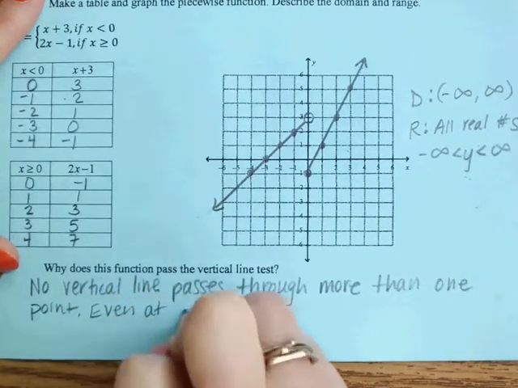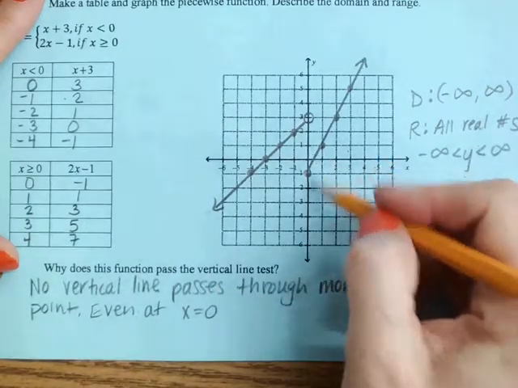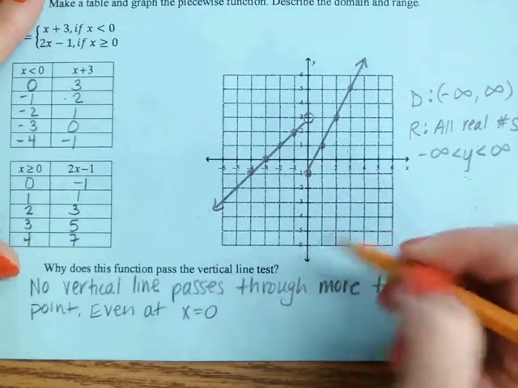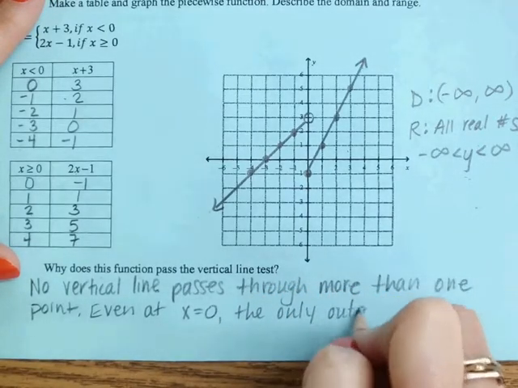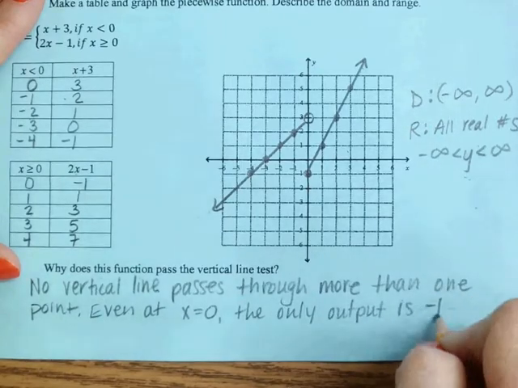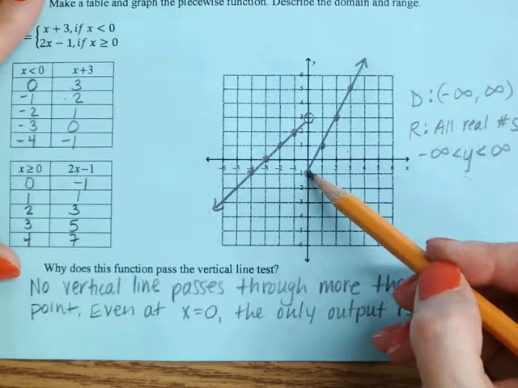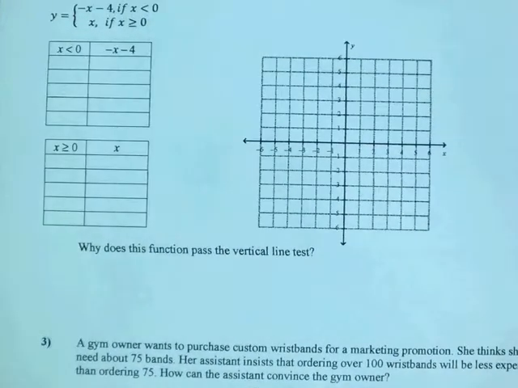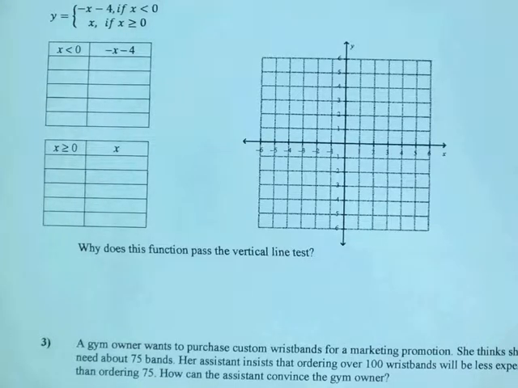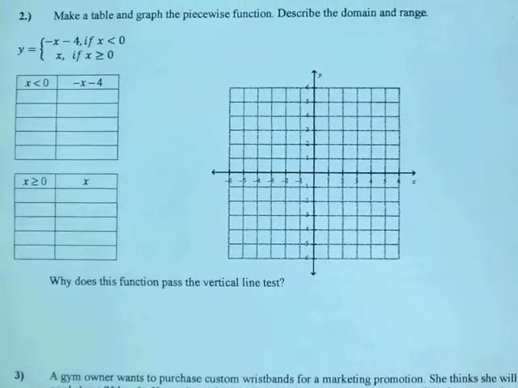Even when x equals 0, the only output is negative 1, and that's because we have that closed circle right there. So that's our only output. All right, let's go ahead and turn the page. And we will end up trying this again. So, sorry, I had a weird pop-up on my computer. That's why I had a pause there.